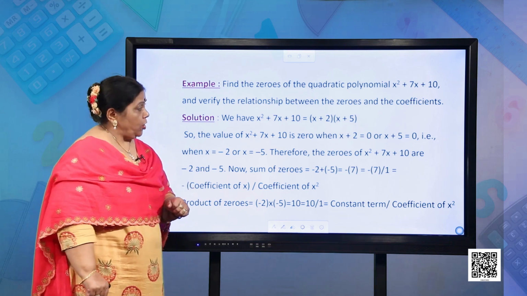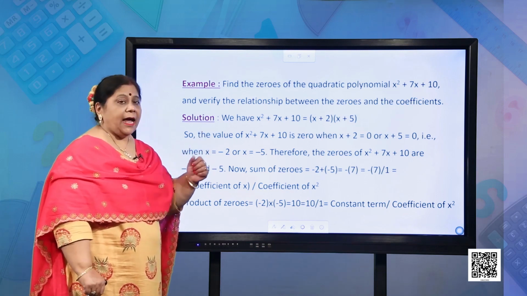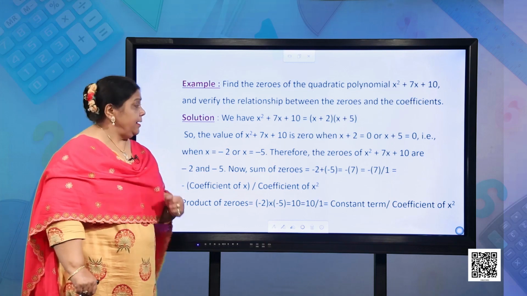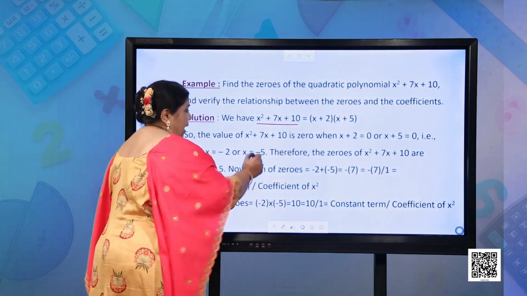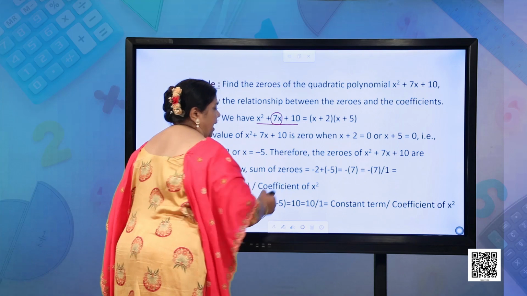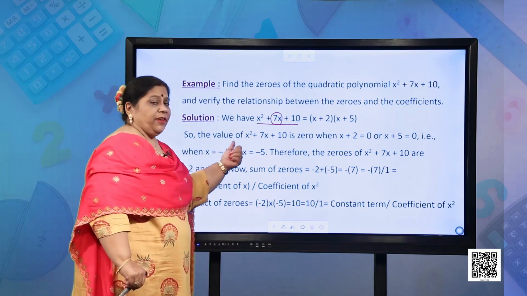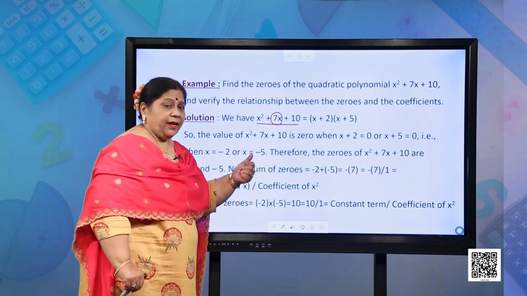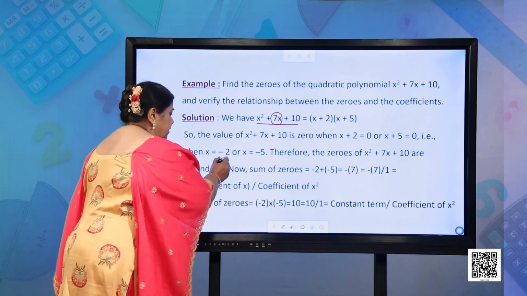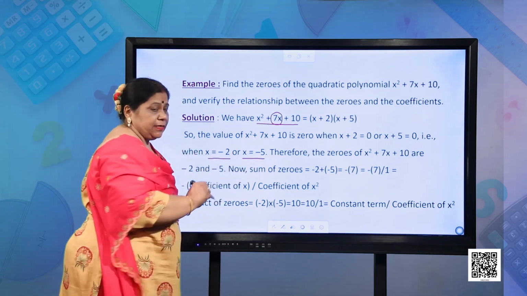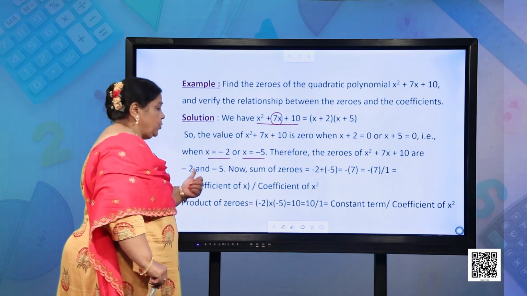Find the zeros of the quadratic polynomial x² + 7x + 10 and verify the relationship between the zeros and the coefficients. We have done it in class 9. We have x² + 7x + 10. Here we know splitting of the middle term, I can write 7x as 2x and 5x. With that we will get the two factors (x + 2)(x + 5). So, the value of x² + 7x + 10 is 0 when either x + 2 = 0 or x + 5 = 0. That is, when x = −2 or x = −5. Therefore, the zeros of x² + 7x + 10 are −2 and −5.